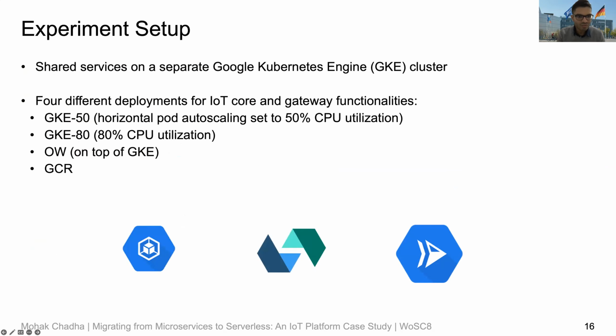For fairness, we deployed all the off-the-shelf services which are common across all deployments on a separate GKE cluster. We considered four different deployment strategies. GKE with two configurations of the HPA: 50% CPU utilization and 80% CPU utilization. We deployed a self-hosted OpenWhisk on top of a GKE cluster. And then finally, the managed Google Cloud Run. For exact configurations, please refer to the paper.